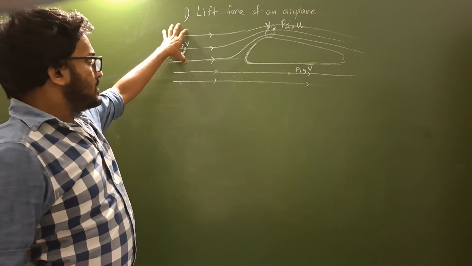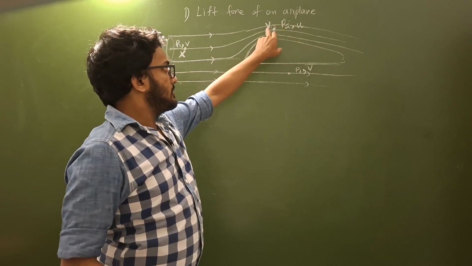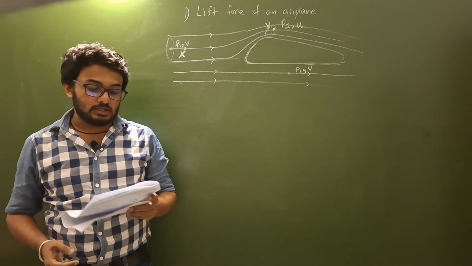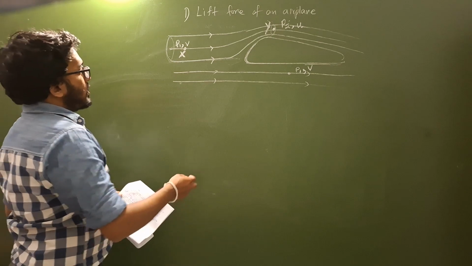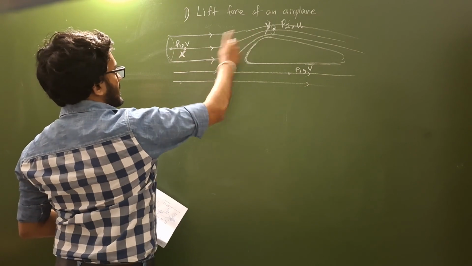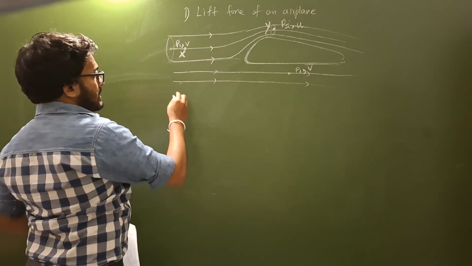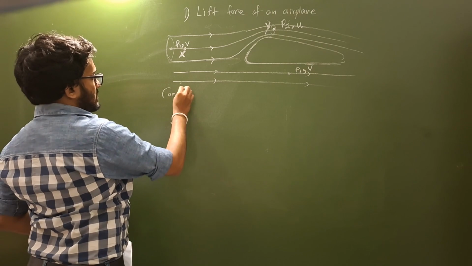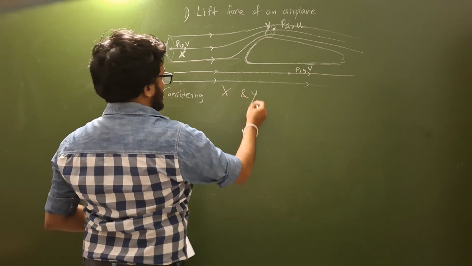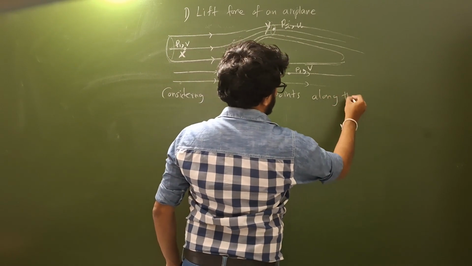I can write that conditions at this place and conditions at this place are the same, but this is different. Why? Streamlines have come closer to each other. So when I apply Bernoulli's equation to these two places, in the space given you have to write like this. When you are applying Bernoulli's equation, you have to write considering x and y points along the streamline.